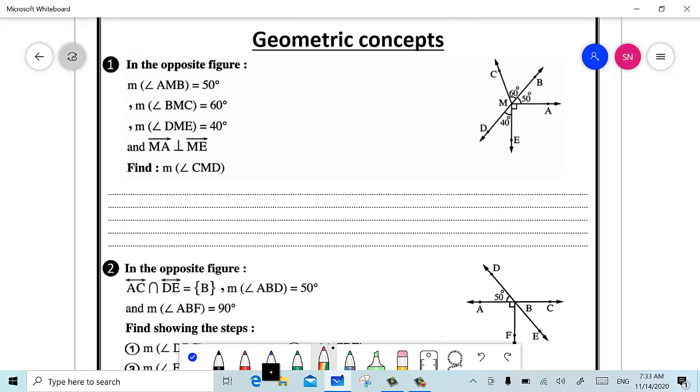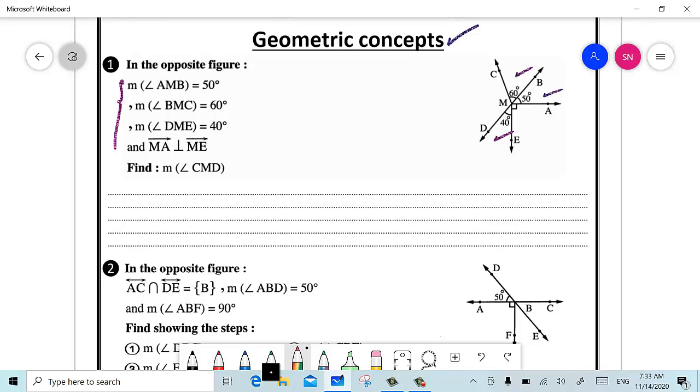In today's lesson, we are going to solve more examples on geometric concepts. So, let's go now and begin our lesson. The first question is, in the opposite figure, measure of angle AMB is equal to 50 degrees. Measure of angle BMC is equal to 60 degrees, and measure of angle DME is equal to 40 degrees. We said that it's so important to read all the givens in order to be able to find the angle he's looking for.